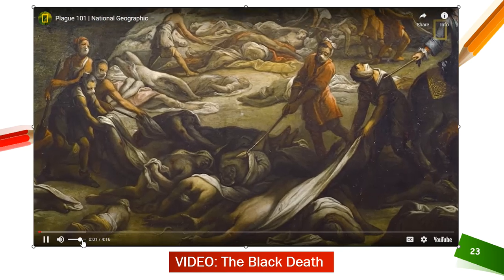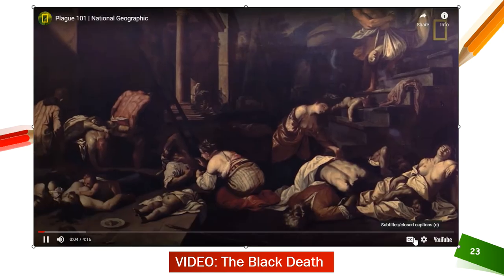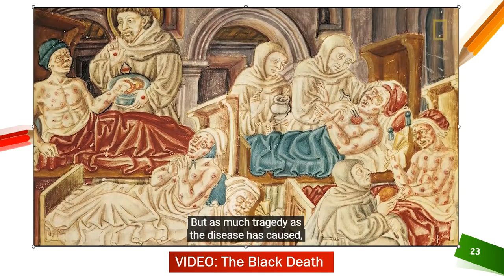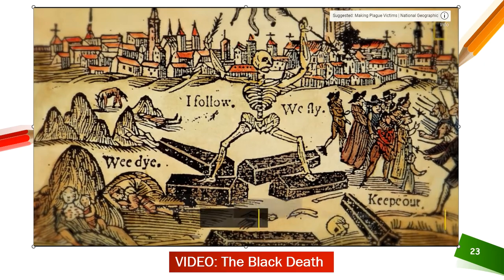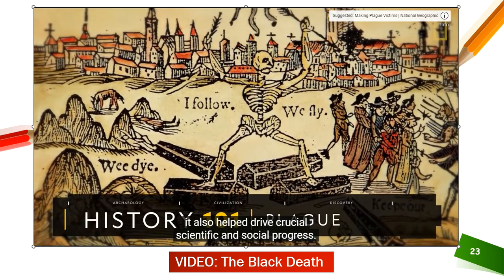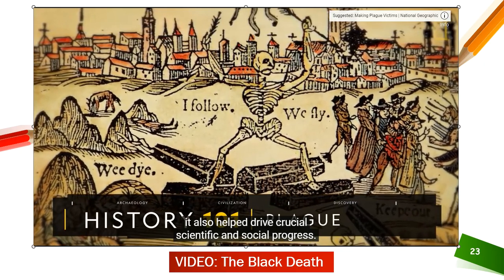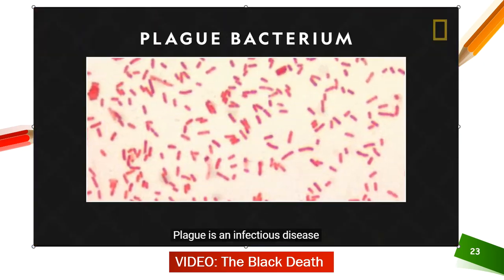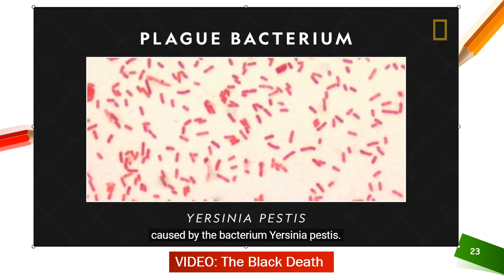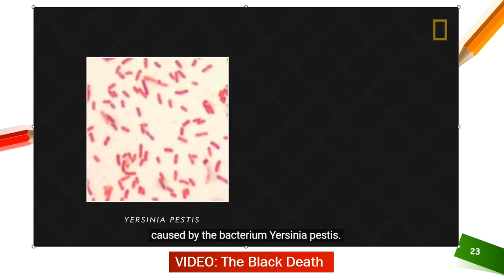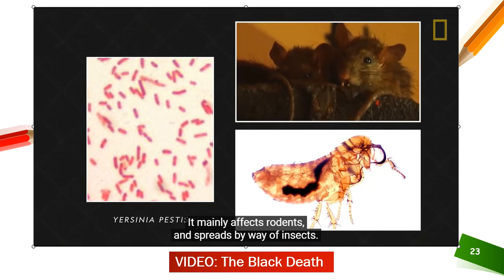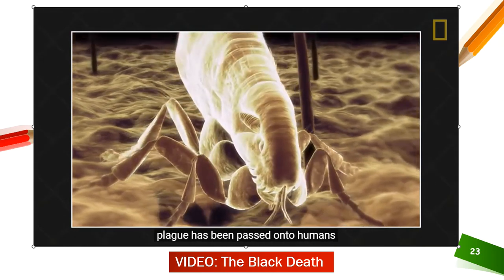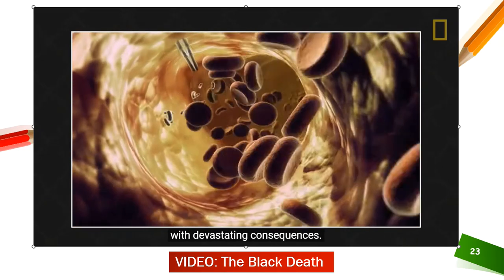Plague is notorious for causing mass sickness and devastation. But as much tragedy as the disease has caused, it also helped drive crucial scientific and social progress. Plague is an infectious disease caused by the bacterium Yersinia pestis. It mainly affects rodents and spreads by way of insects. Because of these insect carriers, plague has been passed on to humans with devastating consequences.